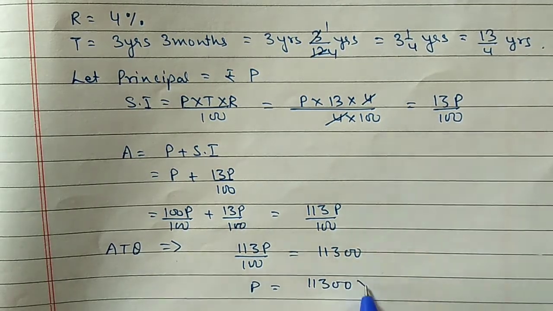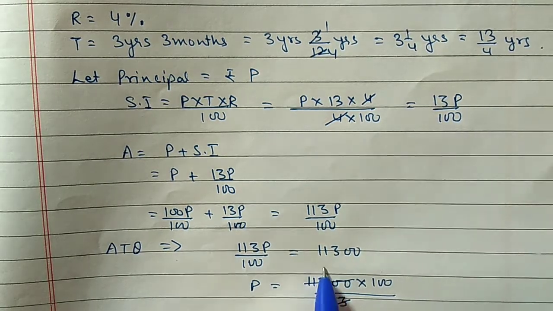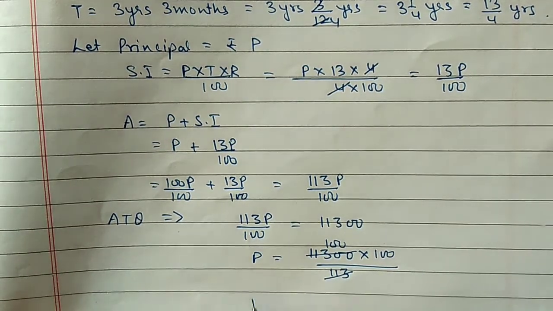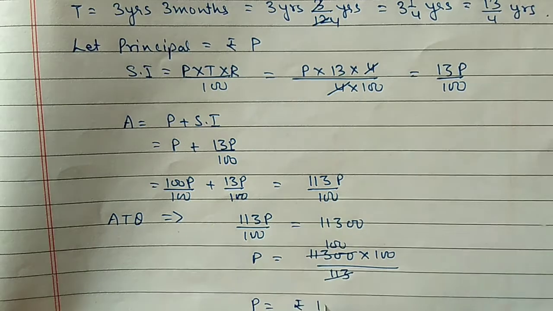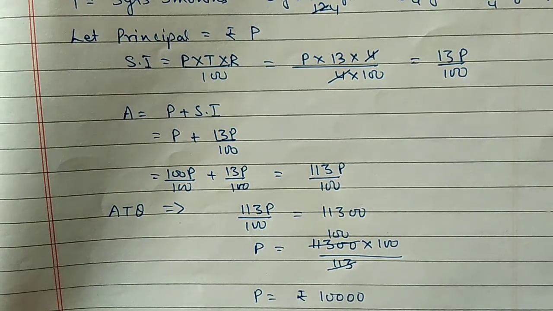So only P we will keep here, and 100 and 113 we can shift to the other side. So this 100 will go for multiplication and 113 will come for division. The 113 will cancel out, 100 times it will cancel out. Then 100 into 100 you will get 10,000. It means the principal money here is 10,000.